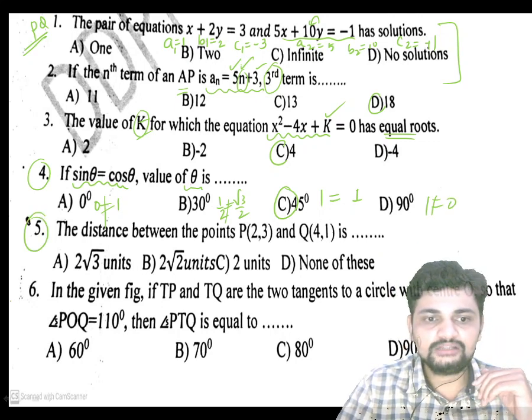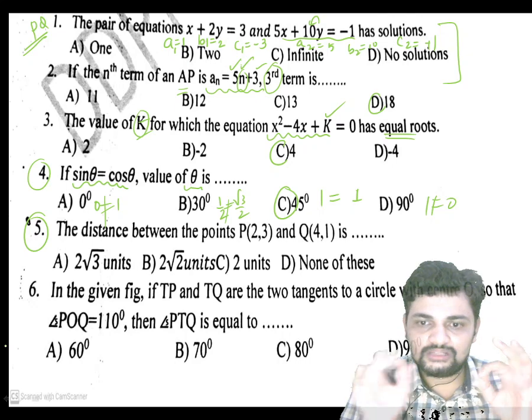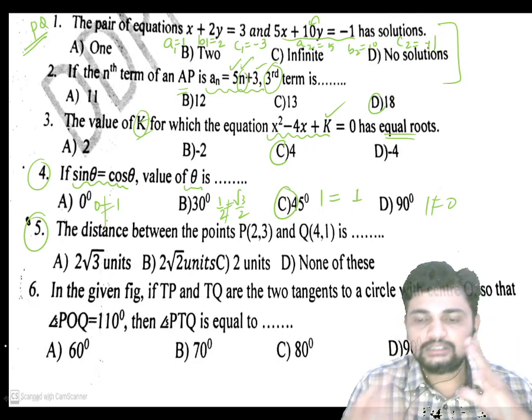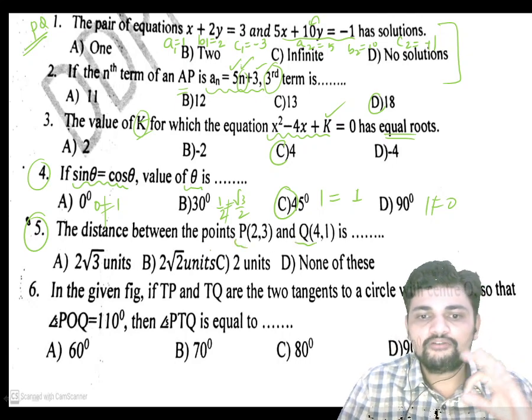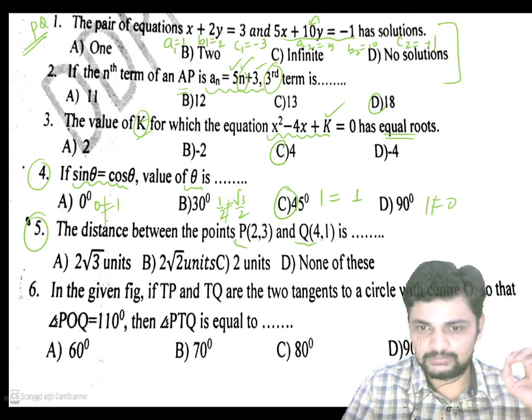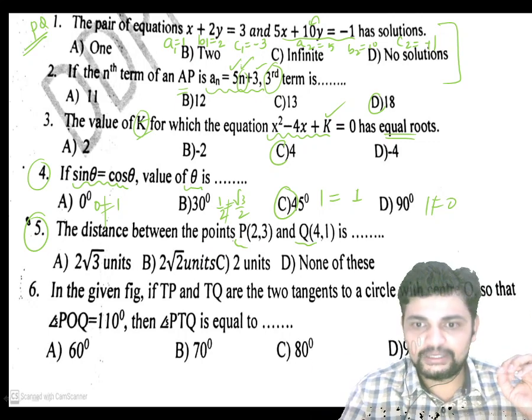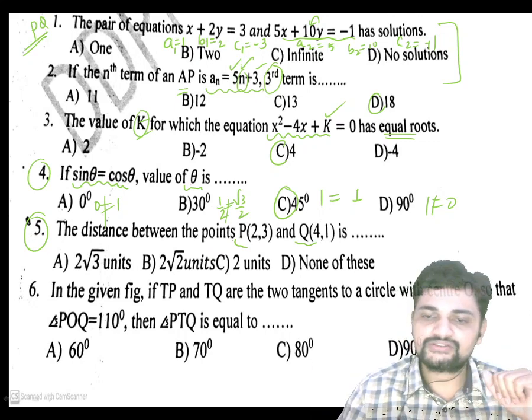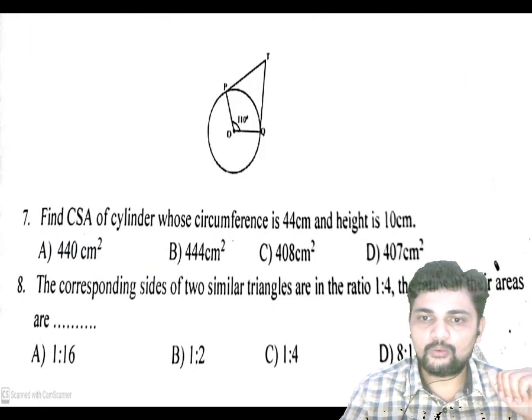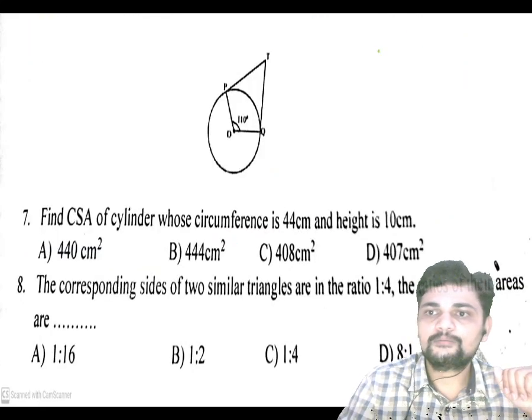Now in the fifth question, a direct multiple choice question based on the distance formula. There are 2 points P and Q. We have to find out the distance between them. I'm going a bit fast. So P and Q are the points (2, 3) and (4, 1). So let me do it here.